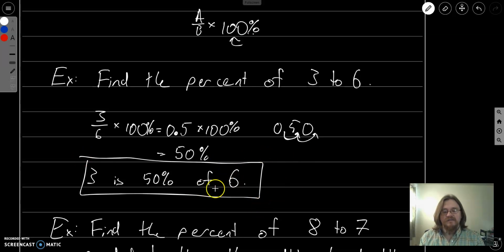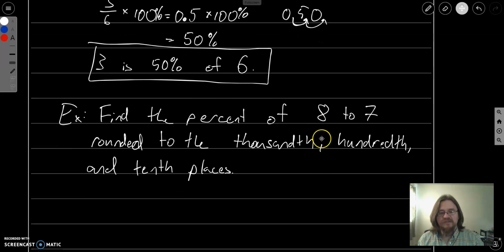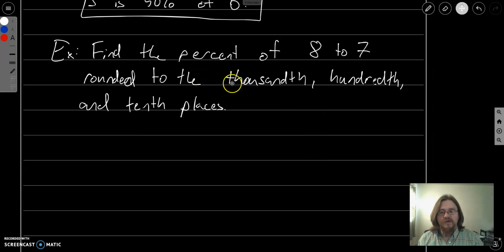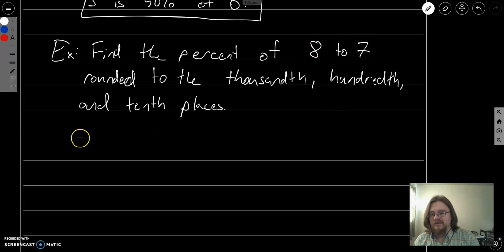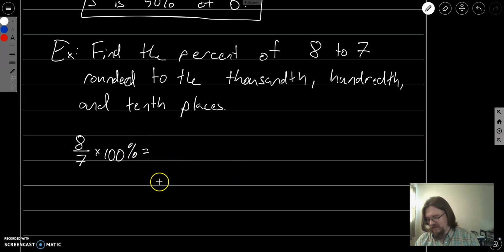Cool. So sometimes when we want to find percentages, the numbers aren't so nice, and we will want to round them. So again, we want to find the percent of 8 to 7 rounded to the thousandth place, the hundredth place, and the 10th place. So first of all, let's find the percent of 8 to 7, and we won't round. So again, what we do is we divide. Percent of 8 to 7 is the same thing as the ratio of 8 to 7, so 8 divided by 7 times 100%.